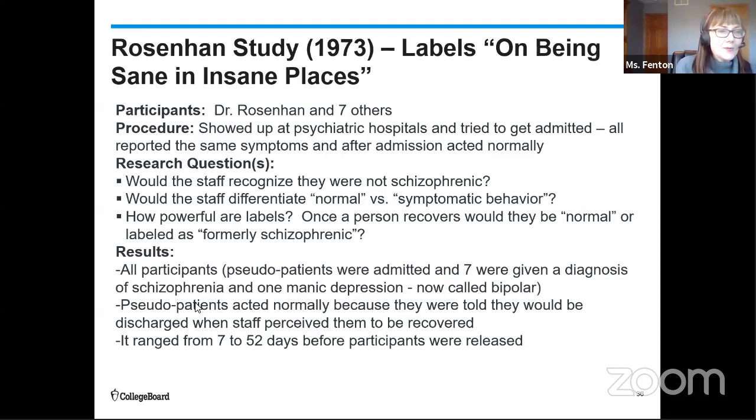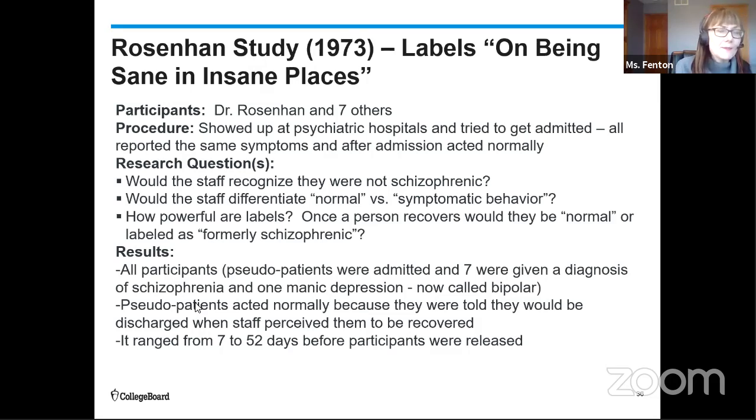What this study was really about was how well diagnostic methods at the time were working. This is 1973, so they're operating on the DSM-2. They were also looking at labels. If a person recovered, would they be labeled healthy or just forever labeled as formerly schizophrenic? All of the patients were admitted with a diagnosis of schizophrenia, with the exception of one. I believe it was manic depressive, which is now called bipolar disorder.